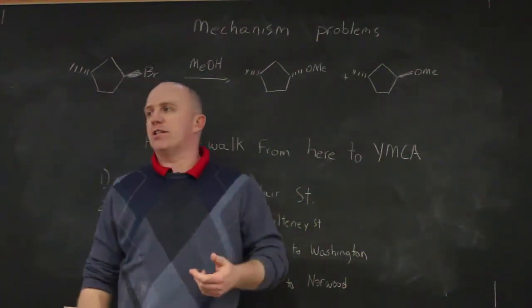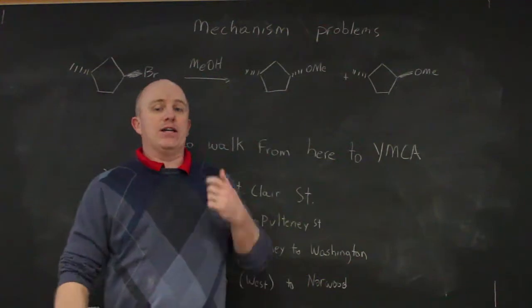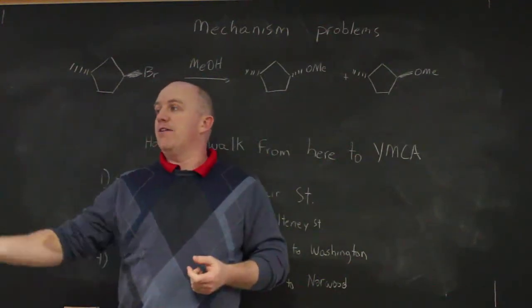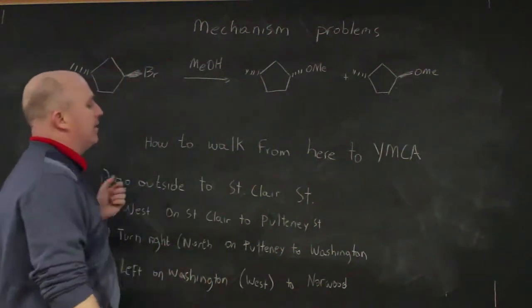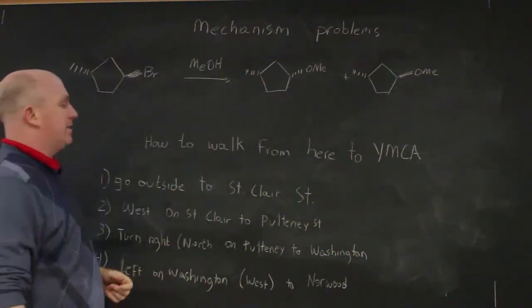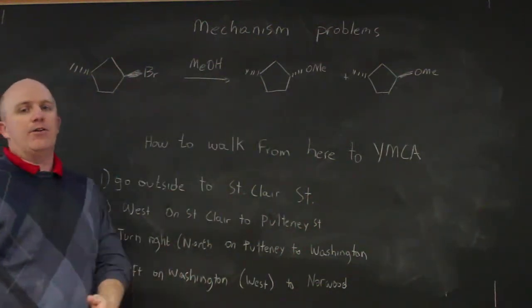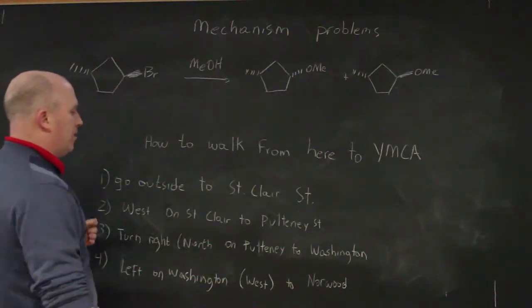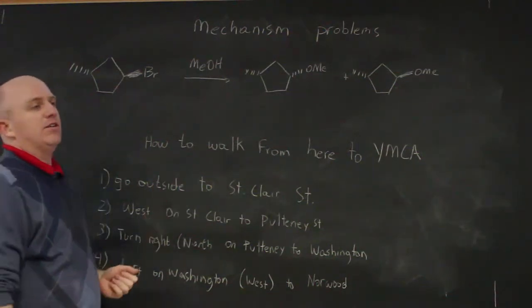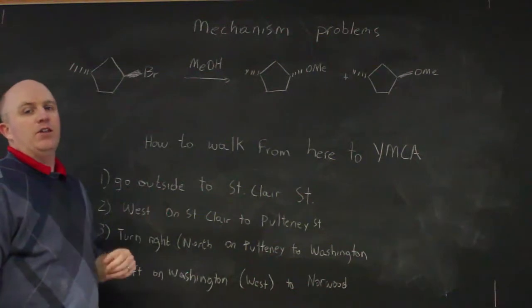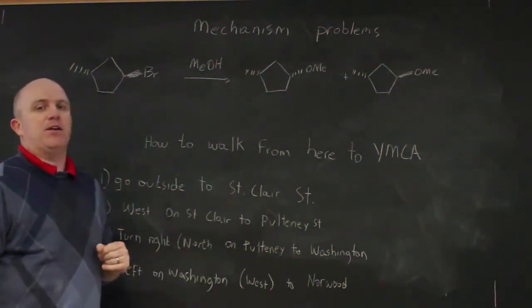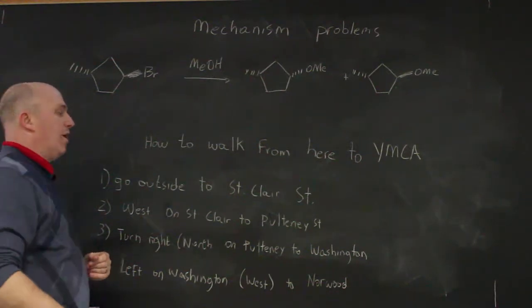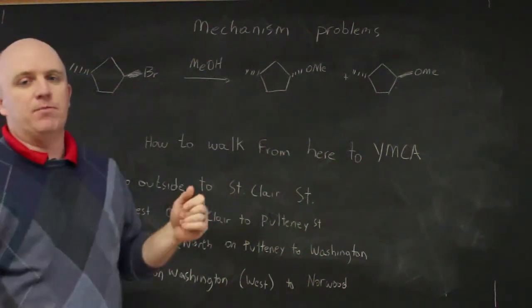So if I were to instruct, say, my parents who are from out of town how to get to the YMCA downtown, I might say, hey, first thing you do is you go out of this building, down to the parking lot, hang a right on St. Clair Street, which is to say walk west until you get to Pulteney Street, hang a right, which is to say north until you get to Washington, hang a left on Washington until you get to Norwood, hang a right, and then the YMCA will be on your left. Again, all of the little detailed steps that are necessary to get someone from where they're starting to where they need to be. That's what a mechanism is.